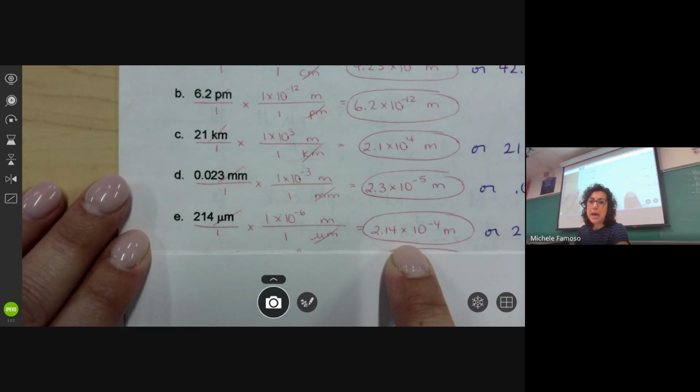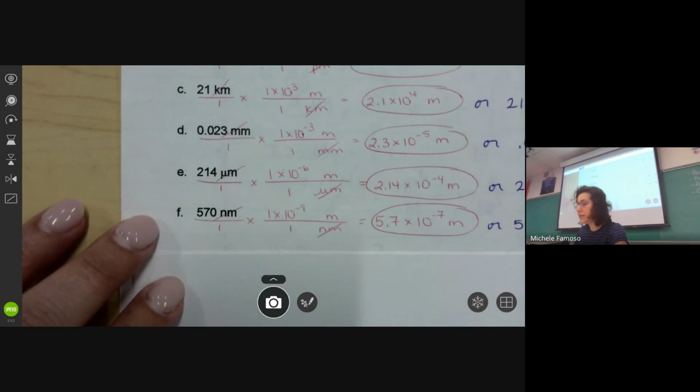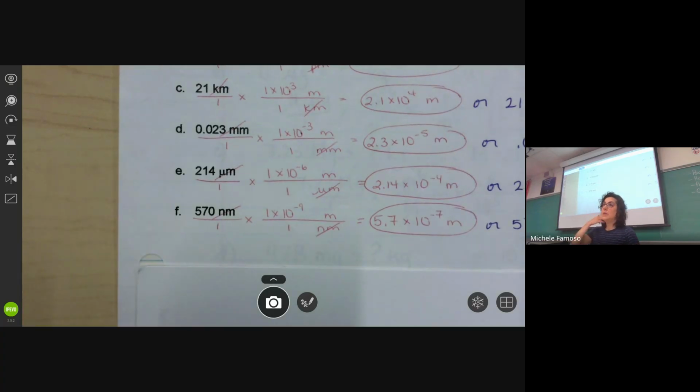Yeah. Okay. And then F is 5.7 times 10 to the negative 7 meters. And that's the homework. You want to go over any of those? Any questions before you start the quiz?